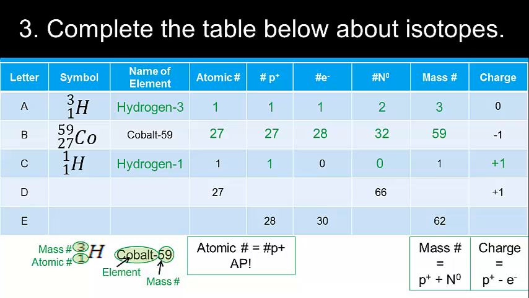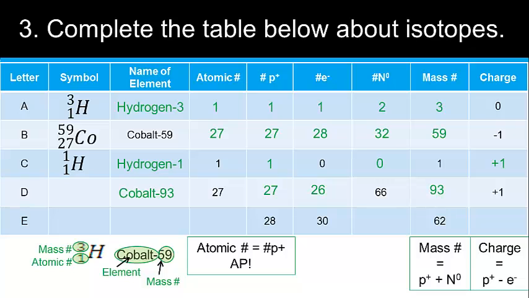For letter D, the atomic number is 27, therefore I know I have 27 protons. The mass number is the sum of protons and neutrons. So if I add 66 plus 27, protons and neutrons, I get a mass number of 93. The charge of this particular atom is plus 1. That means that I must have 1 more proton than electron. So if I do 27 minus 26, that leaves me with positive 1.